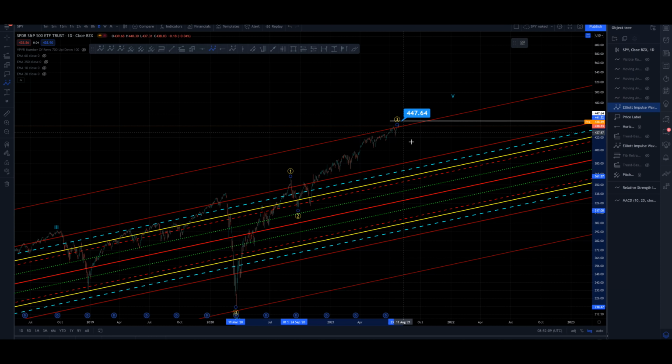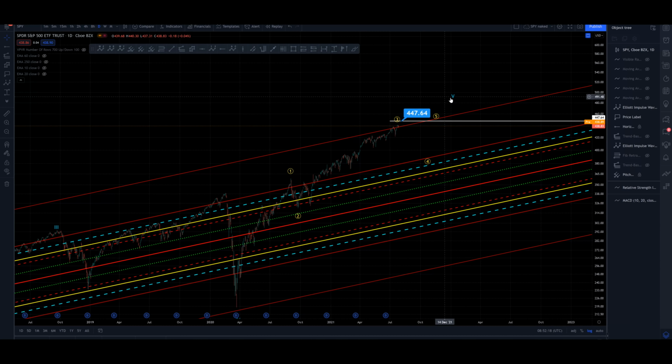So if this is the 3, this could be the 4, back test the pitchfork, not break the 1, then we come back to the white line and the top of the pitchfork. We're higher and we complete.